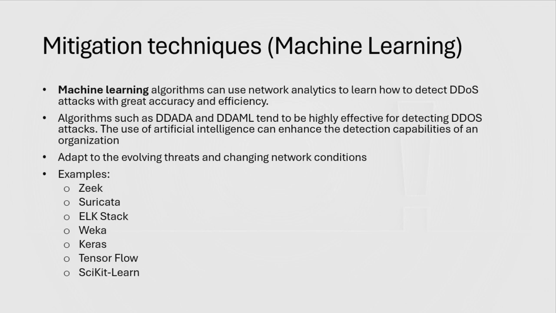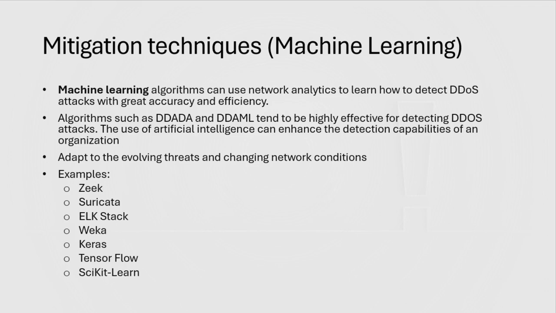In the context of DDoS mitigation, machine learning can be a powerful tool. The key crux of the benefit of machine learning lies in its ability to adapt to evolving threats and changing network conditions. As DDoS attackers continuously develop new techniques and strategies, traditional rule-based detection systems may struggle to keep up. By leveraging network analytics, machine learning algorithms can learn to detect DDoS attacks with remarkable accuracy and efficiency.